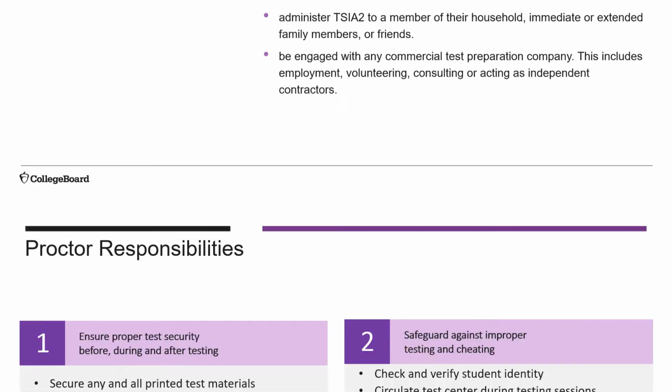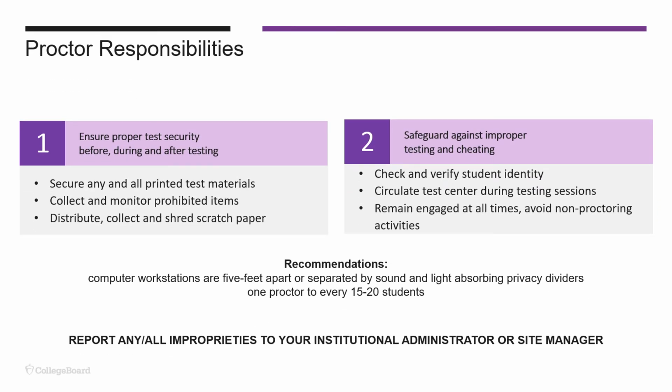To make cheating difficult and the job of the proctor a bit easier, it is recommended that computer stations be placed in a formation restricting the visibility of other computer screens, and that workstations be placed 5 feet apart or be separated by sound and light absorbing privacy dividers. Additionally, the recommended proctor to student ratio is 1 proctor per 15 to 20 students.